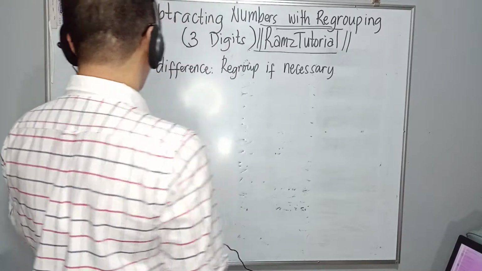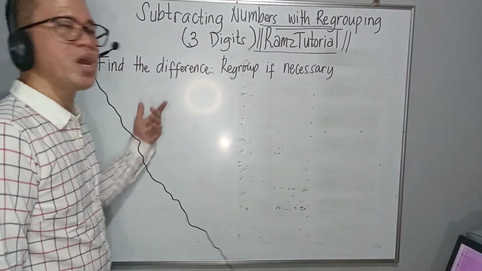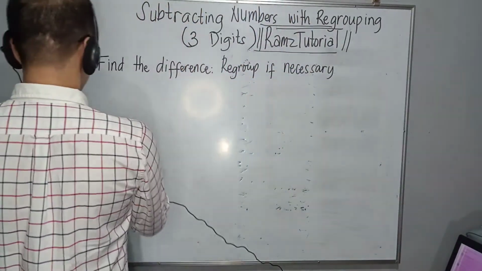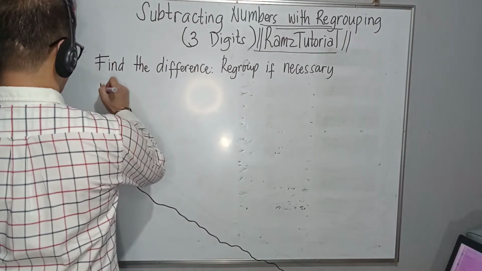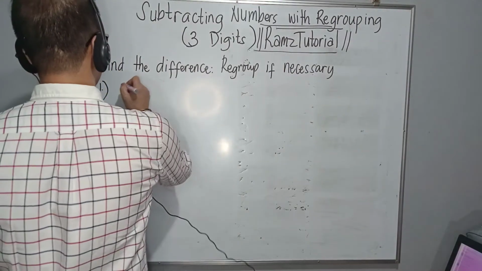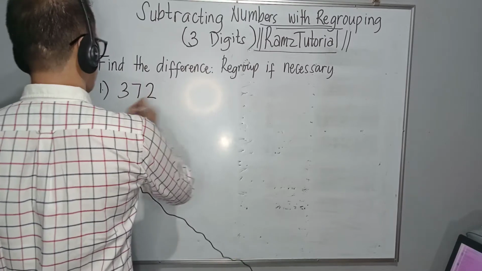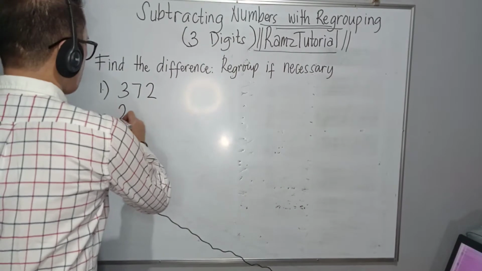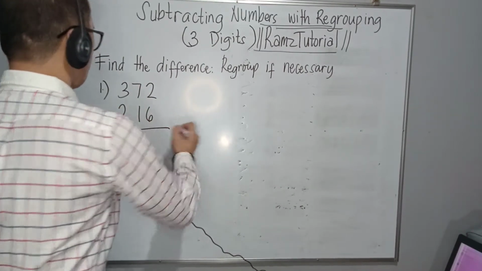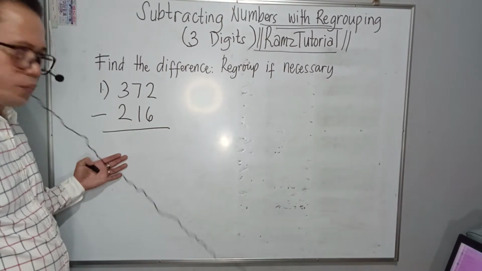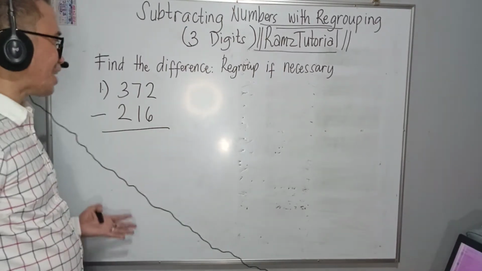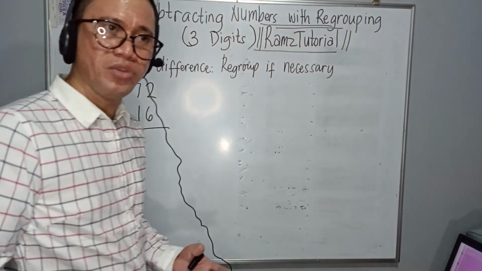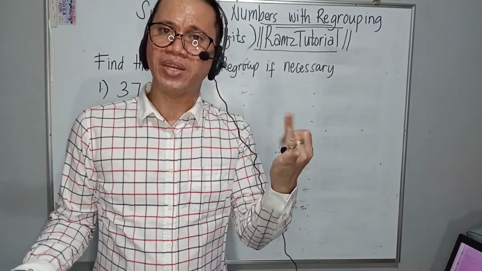Now we're going to read the direction, find the difference, and regroup if necessary. So for example, problem number 1, we have 372 minus 216. This will be our problem. In our problem, class, we're going to solve and regroup these numbers before we subtract, starting from ones, tens, and hundreds.